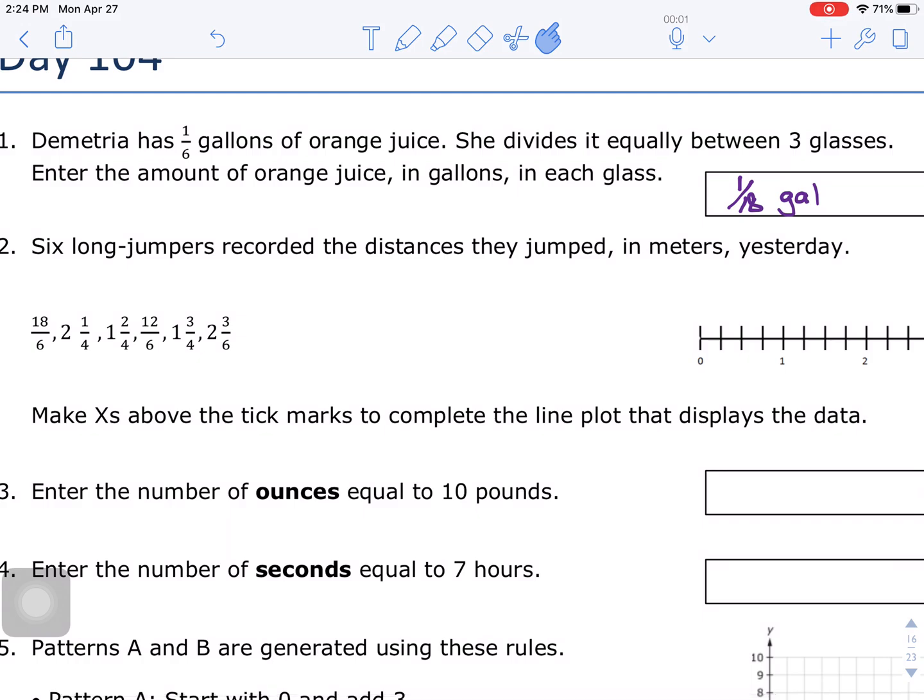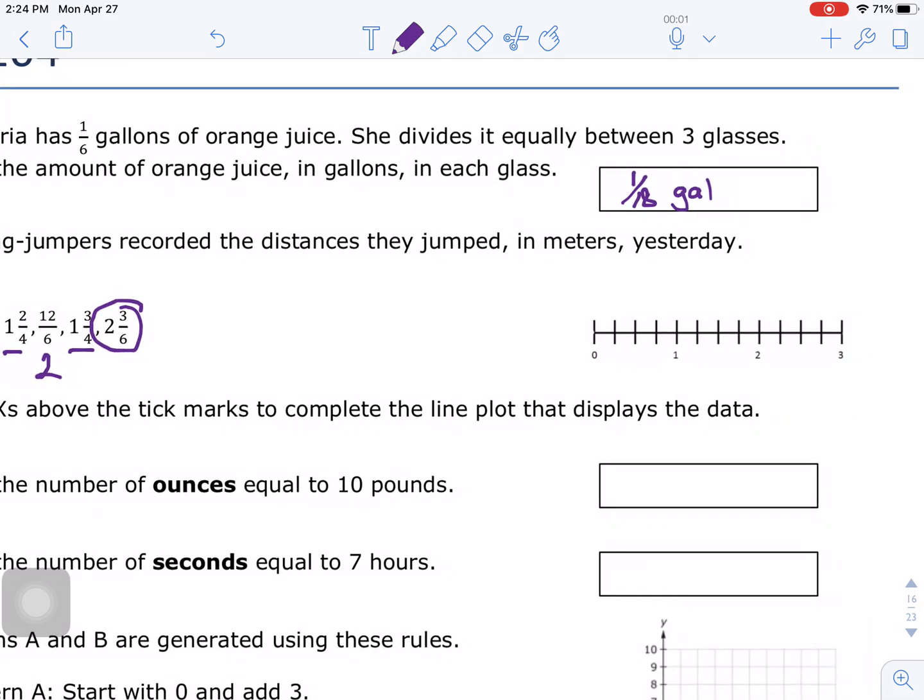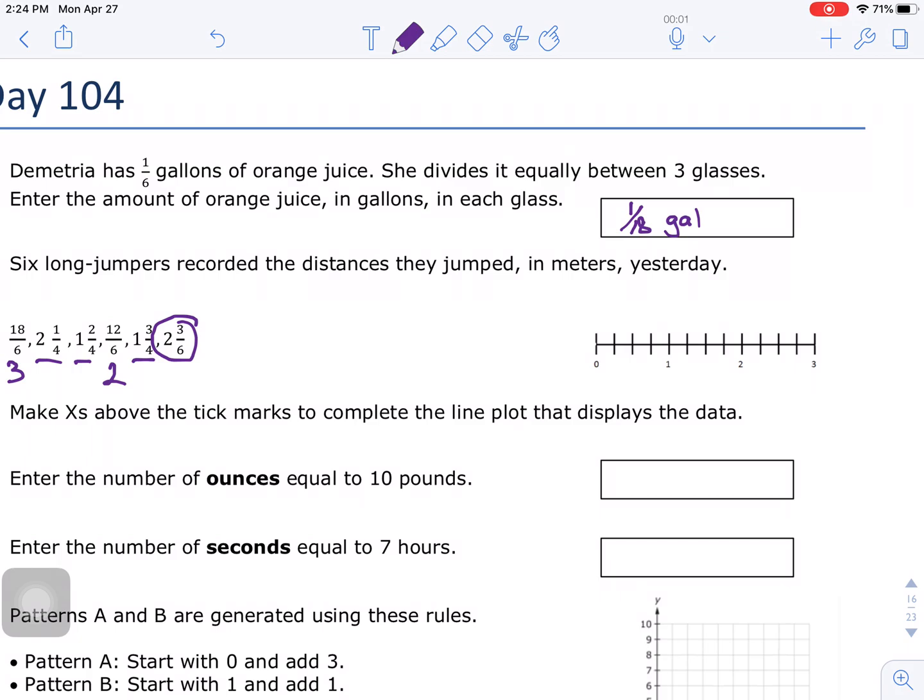So we have 18/6, which is the same as 3. Then we have 2 1/4, 1 2/4, 12/6 is the same as 2. We have 1 3/4, and then we have 2 3/6. Now we notice that after we've simplified the whole numbers, the other ones all are in fourths, with the exception of 2 3/6. So how could we rewrite 2 3/6 into fourths? Because as we look over at our line plot, we notice that the interval is in fourths. So I know that 3/6 is the same as 2/4. So we have 2 2/4.